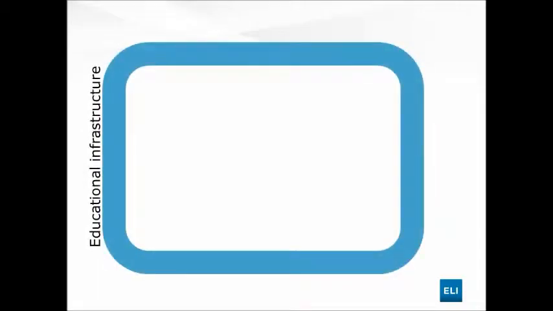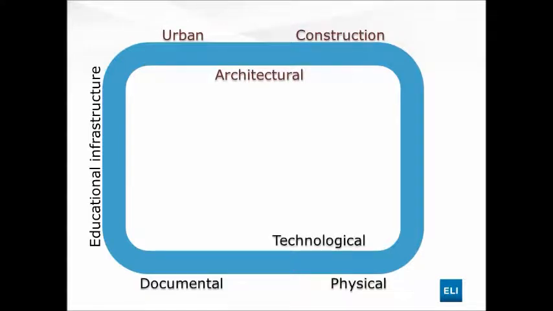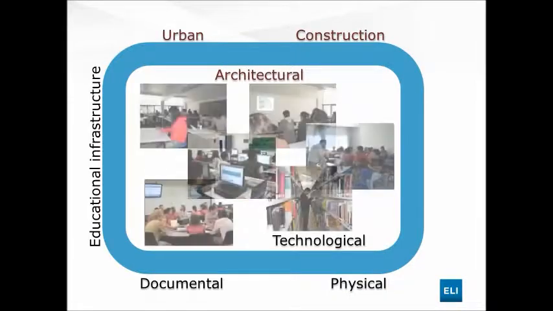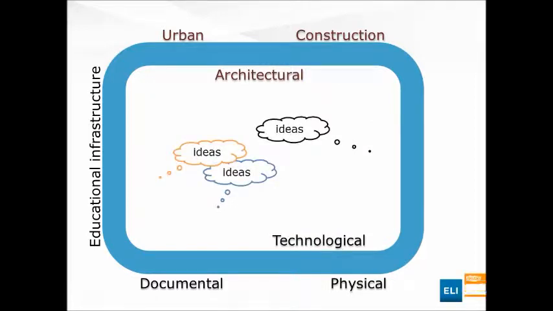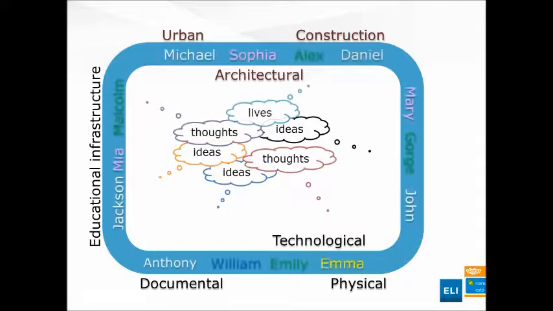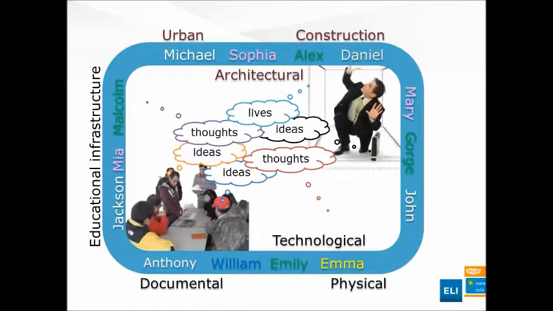We have to see educational infrastructure from the architectural, construction and urban point of view. Dimensions such as documental, technological and physical. We have to see it as more than only classrooms, laboratories, libraries. We have to see it as a space where people gather ideas, thoughts and lives. Spaces where people interact with each other and interact with the space itself.